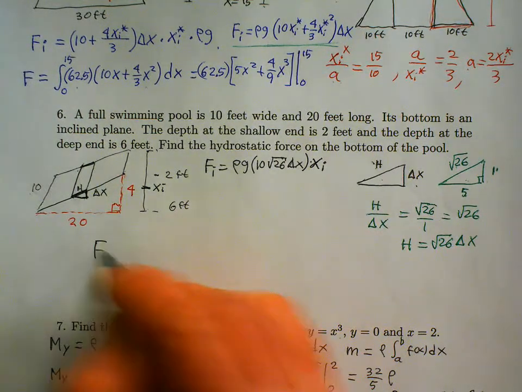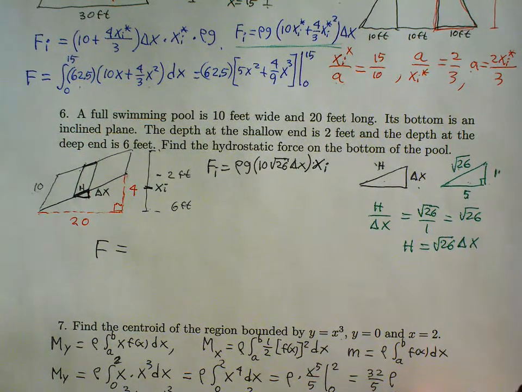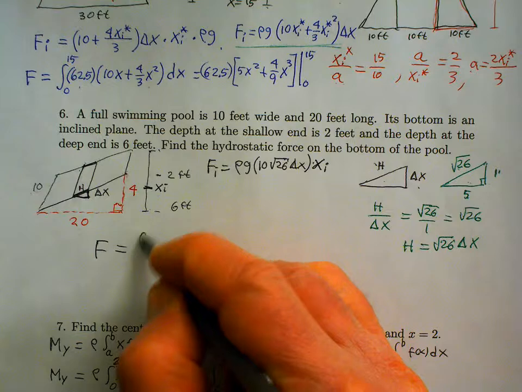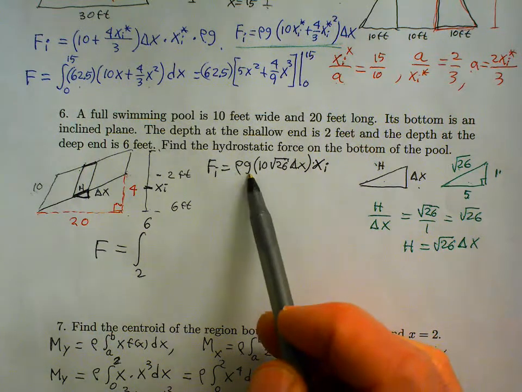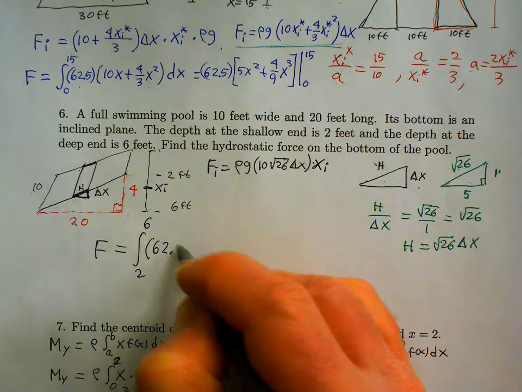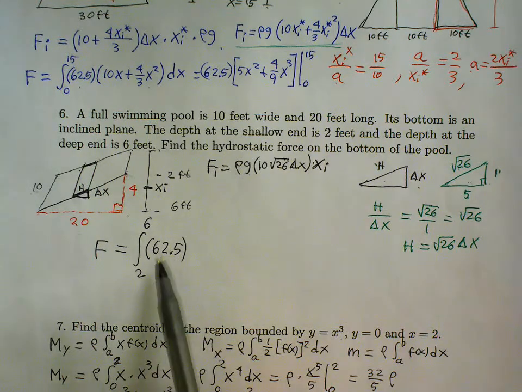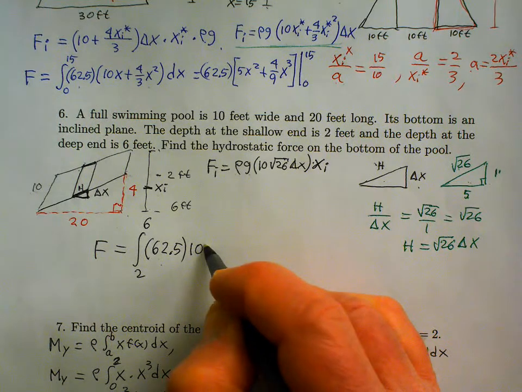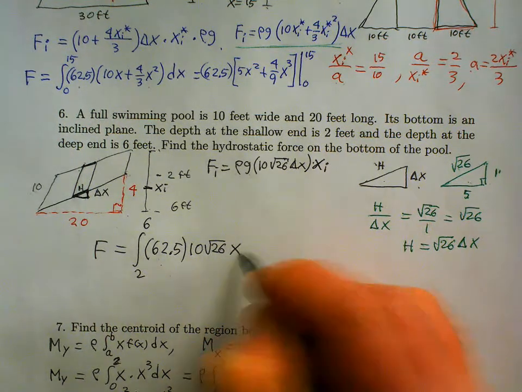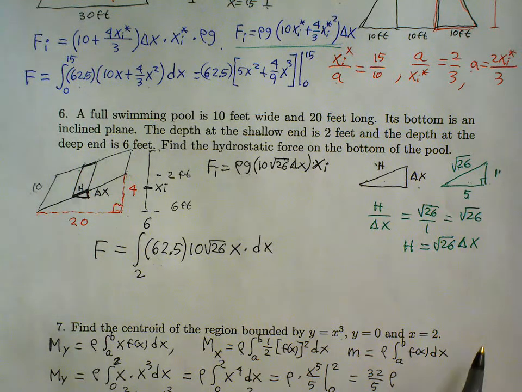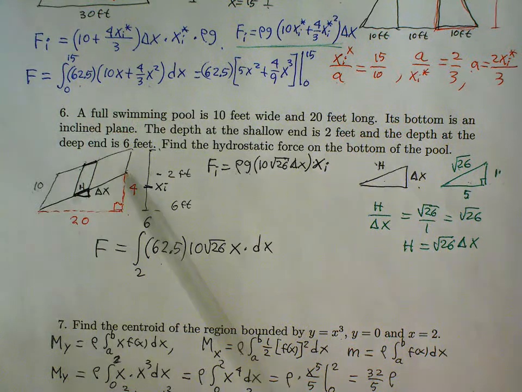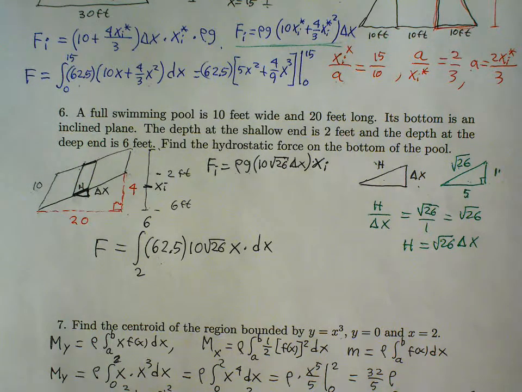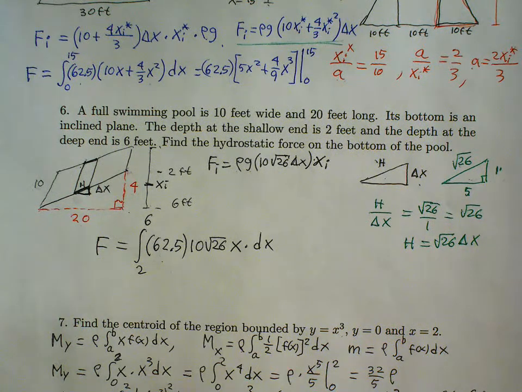And so the hydrostatic force, when we take the limit of the Riemann sum, is going to be the integral from x equals 2 to x equals 6. Rho times g in this setting is 62.5 pounds per cubic feet, multiplied by 10 times the square root of 26 x dx. Okay, so that's the integral to find the hydrostatic force on the bottom of the swimming pool. So this one's a fairly simple integral to evaluate.